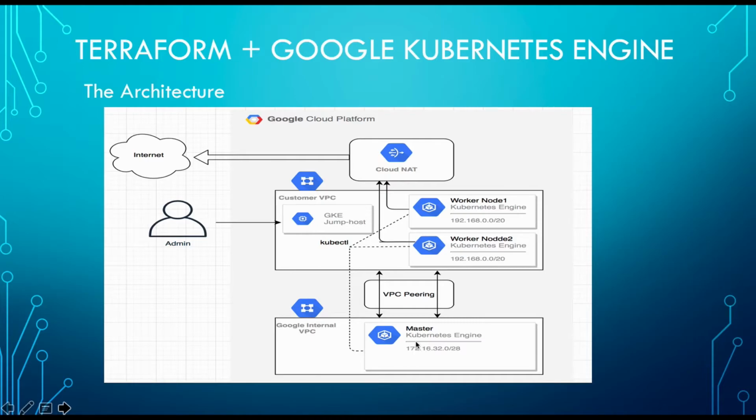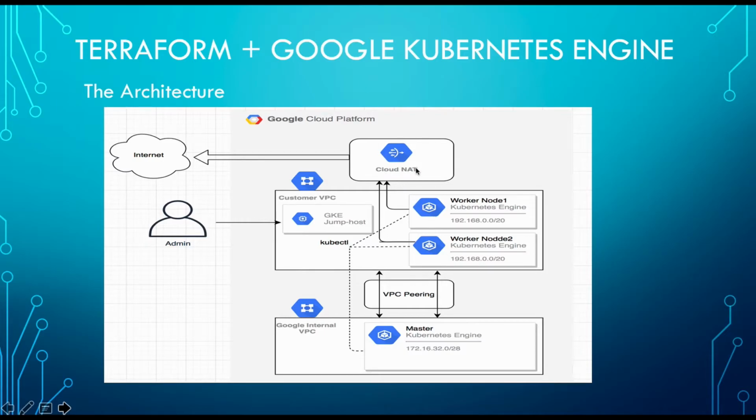The master gets created by default, and it is actually created in Google's internal VPC. We actually don't have direct access to the master or anything in Google's internal VPC. The worker nodes get created on the custom VPC that we create, and by default there will be a VPC peering between the worker nodes VPC and the master VPC. We are also going to create a jump host, remember, so that is going to be used for our kubectl commands to manage the cluster.